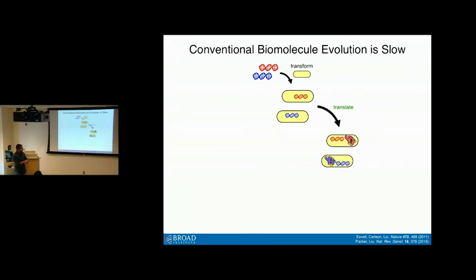So once this occurs, we as the scientists then subject these cells to some sort of selection or screen. And what happens is we end up removing variants that are non-functional or perhaps don't even have high enough activity that we're interested in, and end up enriching for variants that have the desirable trait.